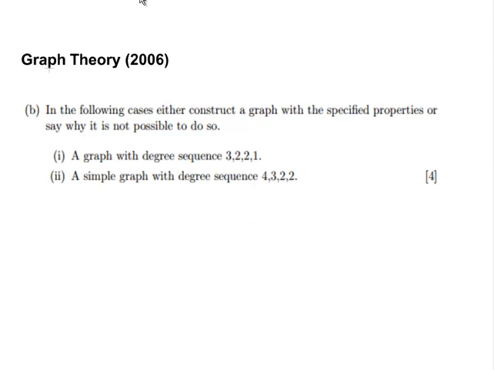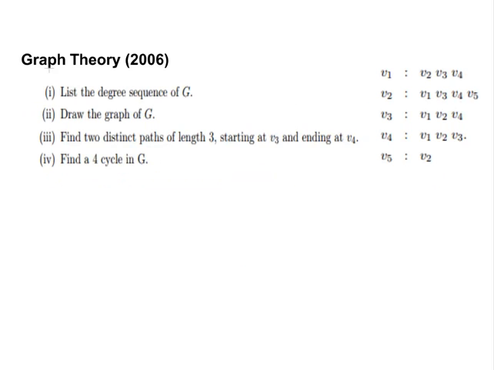There we go. So the first question: list the degree sequence of G. There is the adjacency list there again. So we can see here the degrees 3, 4, 3, 3, and 1. Therefore the degree sequence here is 4, 3, 3, 3, and 1.